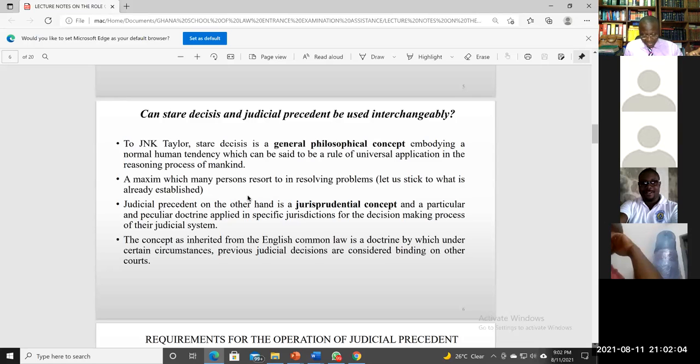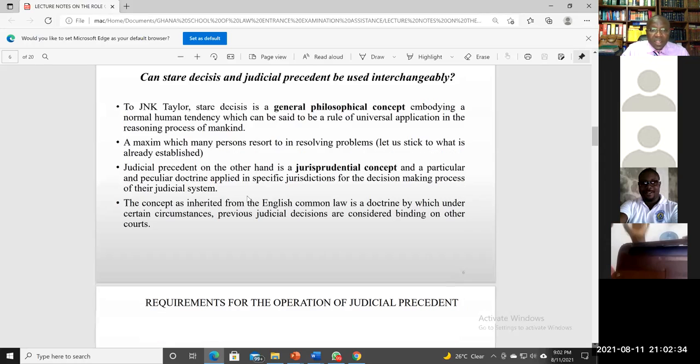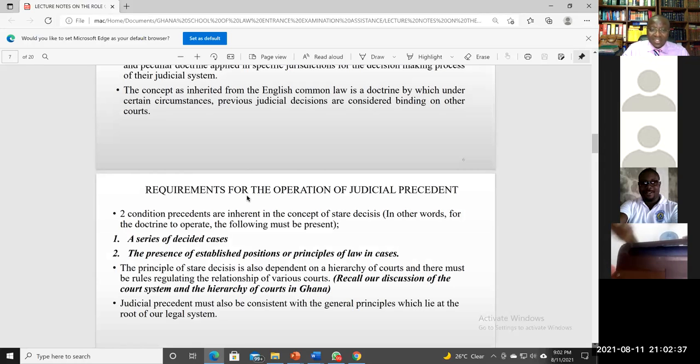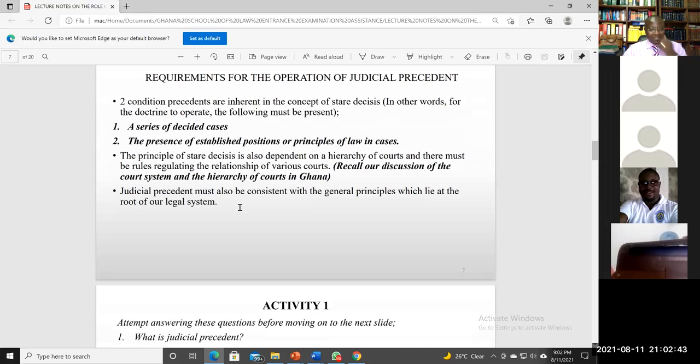So therefore, we will say that stare decisis is used interchangeably with judicial precedent. And if we look at authorities like Rupert Cross in his important work, Precedent in English Law, he seems to endorse that position. And again, if you look at Halsbury's Laws of England, it also seems to endorse that position. So you don't need to waste time on whether they mean different things, all right? We don't have the luxury of time. We have just about 10 days to go.